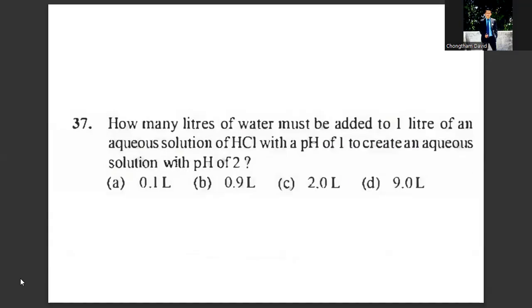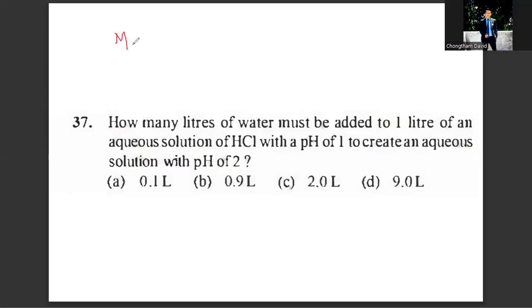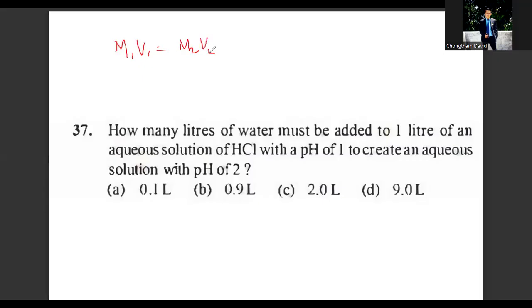Clear? Okay. Let's read question number 37. How many liters of water must be added to 1 liter of an aqueous solution of hydrogen chloride with a pH of 1 to create an aqueous solution of pH 2? So use the molarity equation M1V1 equals M2V2. What is the relation between normality and molarity? You have to multiply with the n factor. That relation can also be introduced sometimes if it is given in terms of normality. Never forget that equation.